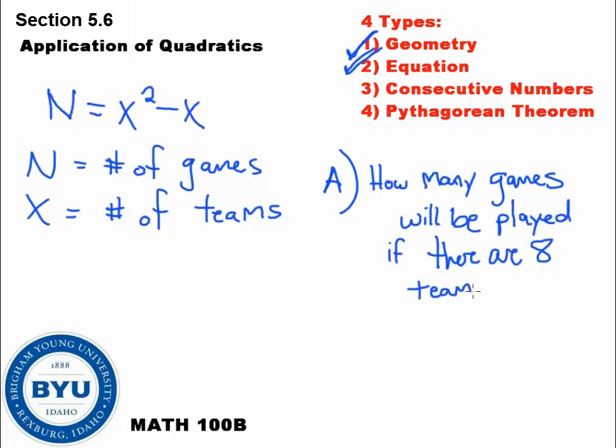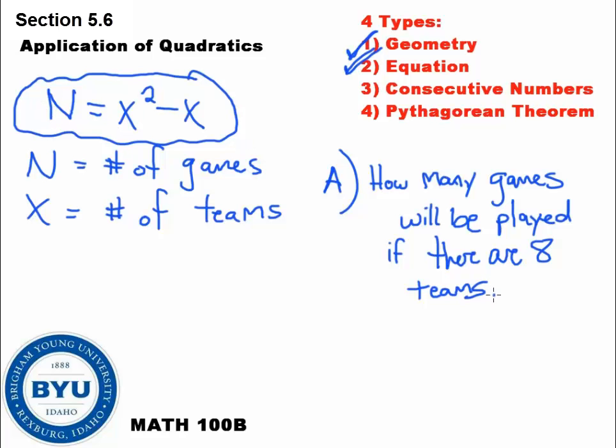Now the key to this kind of problem is making sure that when you get the equation, you know what each of the letters stand for. And that's why I wrote it out here. N is the number of games, X is the number of teams. So for part A, if they said how many games will be played if there are 8 teams, we're going to plug 8 in for what? Are we going to plug it in for X or plug it in for N?